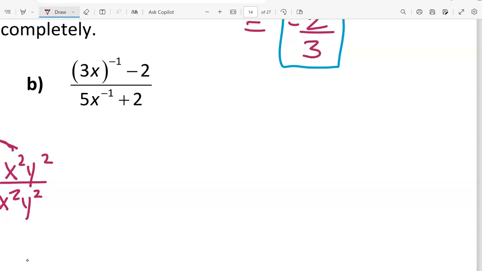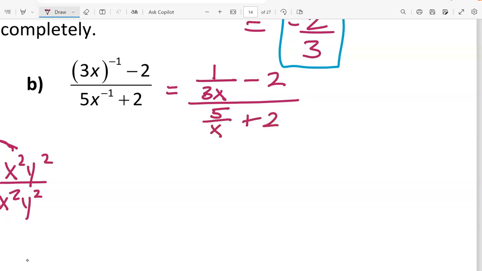In B, we have 3x in parentheses raised to the -1. That changes the result. That means that the exponent applies to both the 3 and the x, so that's 1 over 3x minus 2. And downstairs we have 5 times 1 over x, which is 5 over x plus 2. Now we can multiply through by the least common denominator over the least common denominator.